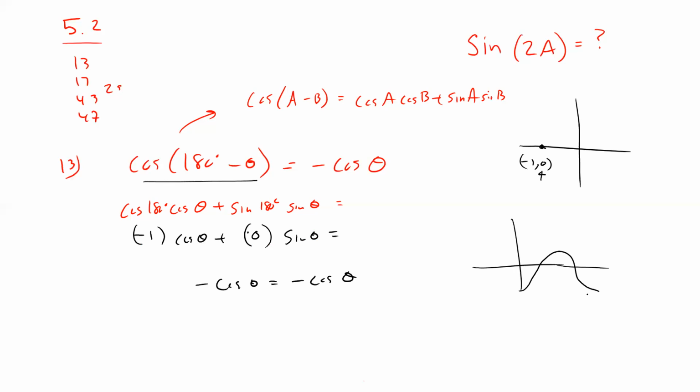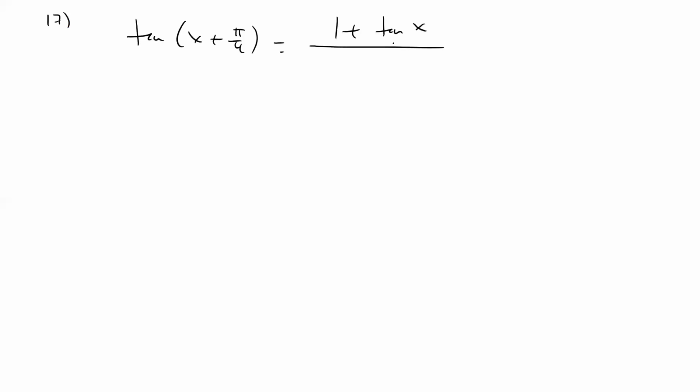Jamming, okay. Number 17, a little bit more of a toughie. You guys tell me if I'm going too fast. Are we doing okay? Number 17, tangent of x plus pi over 4. Is that the same thing as 1 plus tangent x over 1 minus tangent of x? Those look so different from one another.